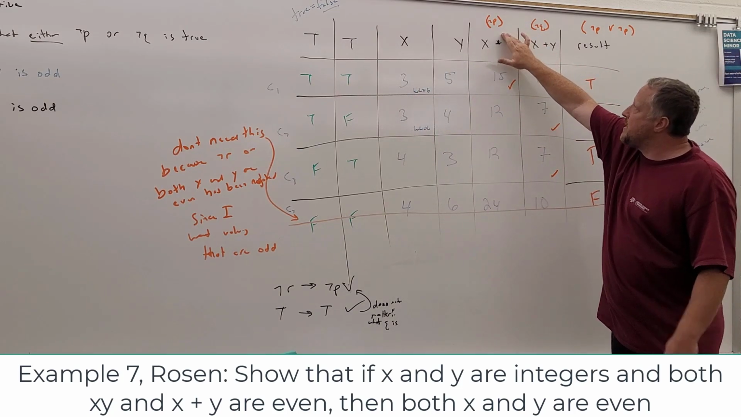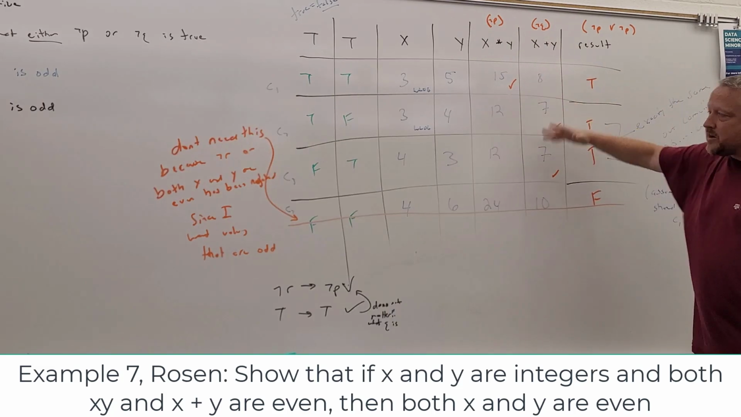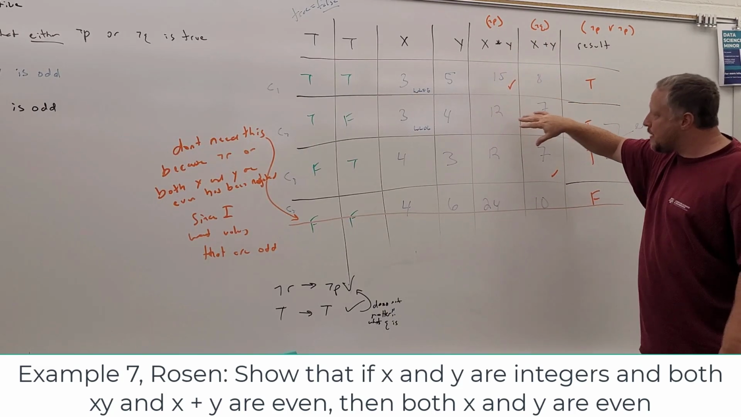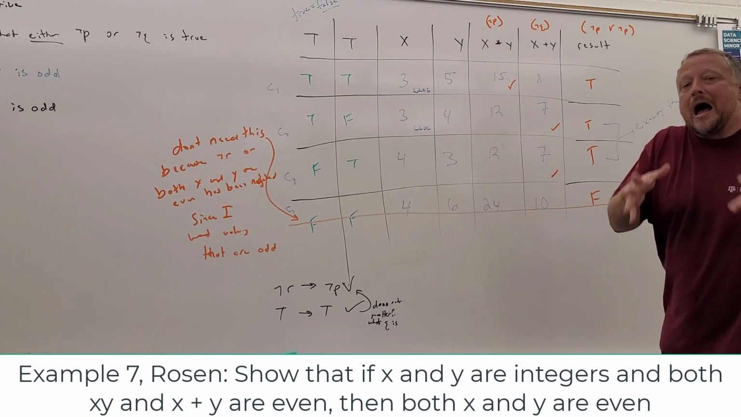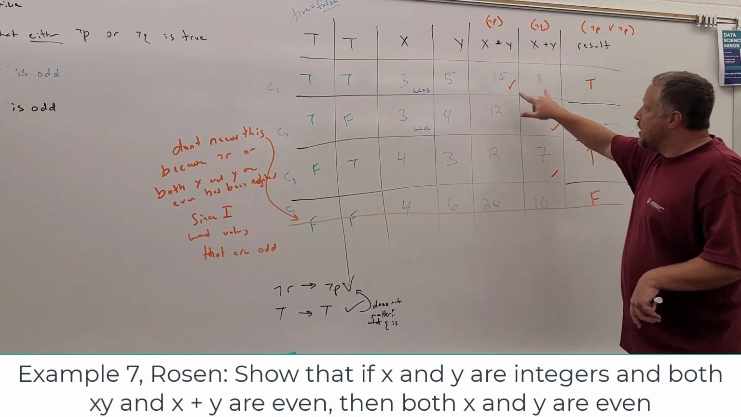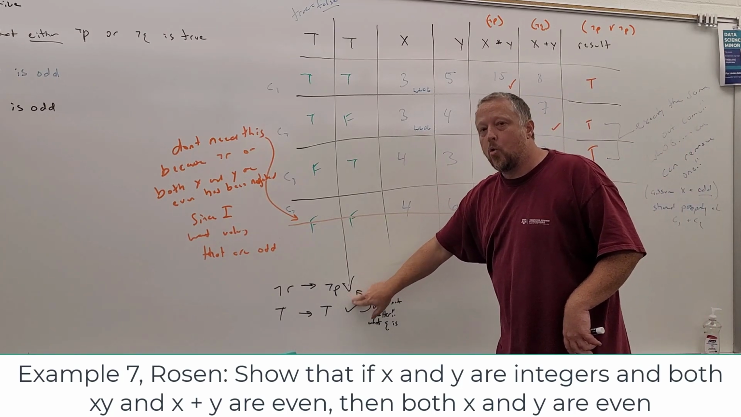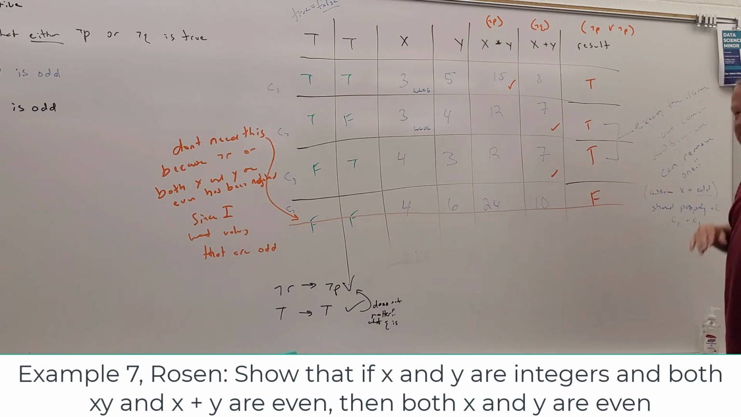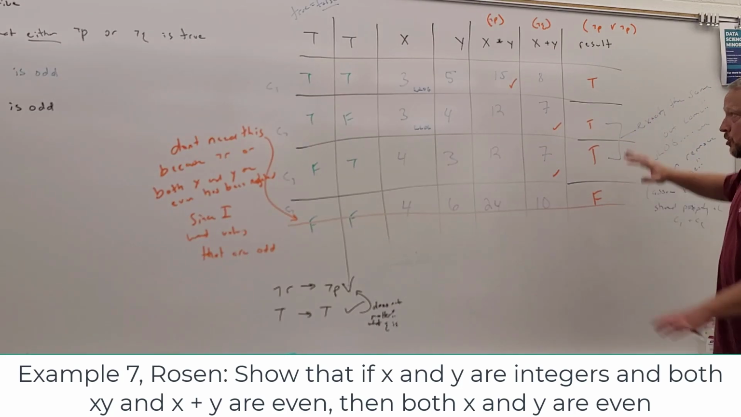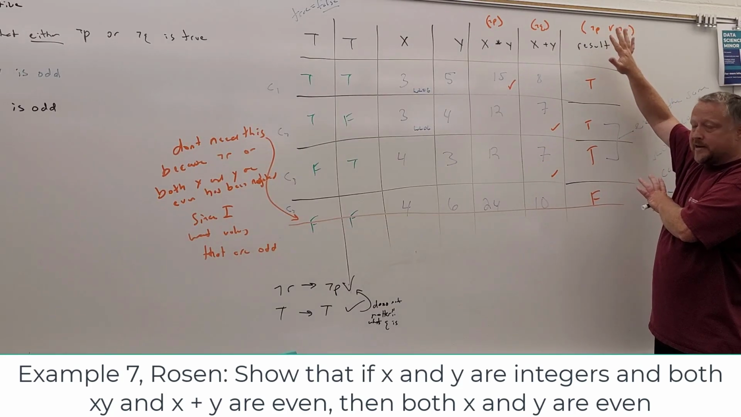Here's our negated P, here's our negated Q, and this is very simple math. I'm multiplying X times Y, and the check marks are showing us where things were odd. Now again, because we're using the OR, I only needed one of them to be odd to show that this ends up being true. So that part looks great.